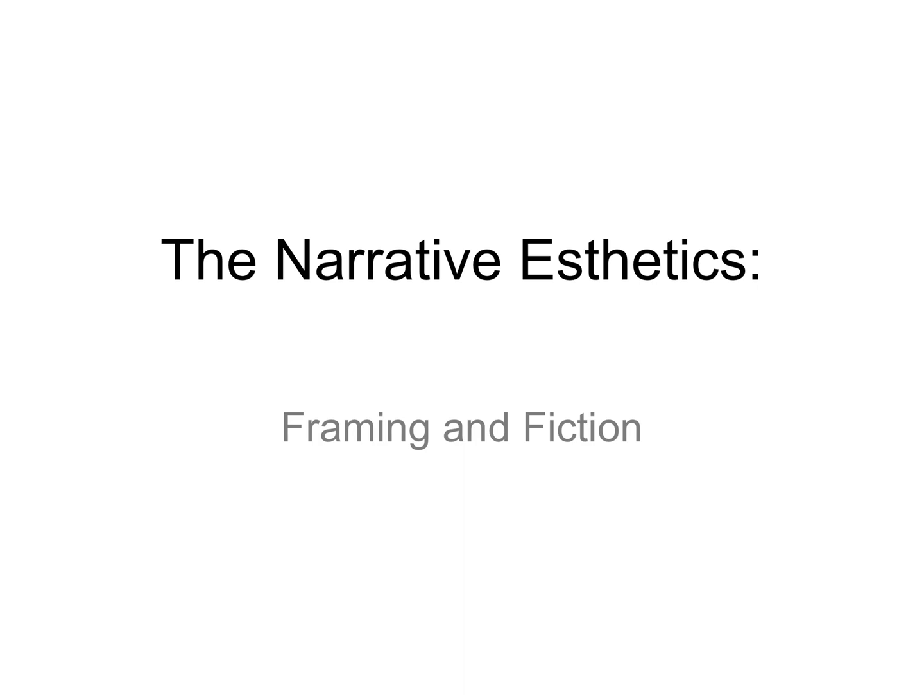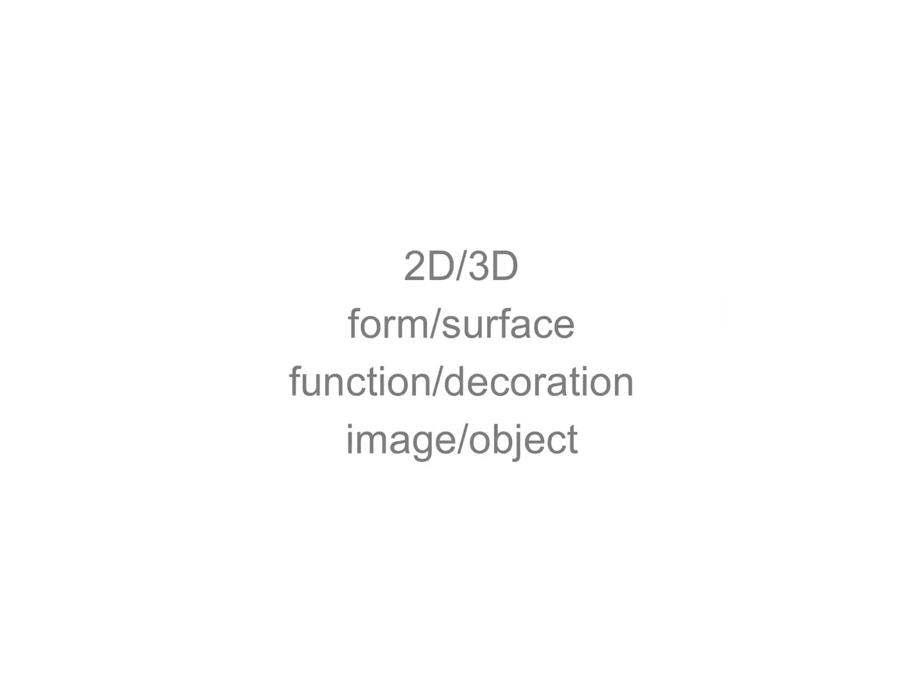Today we will be looking at narrative aesthetics, what happens when an image is inserted within an object, and we will look at this through framing and fiction. So what happens when 2D images and 3D form happen in the same object, when form and surface become one, when function and decoration are reunited, and when the image and the object become one unit.